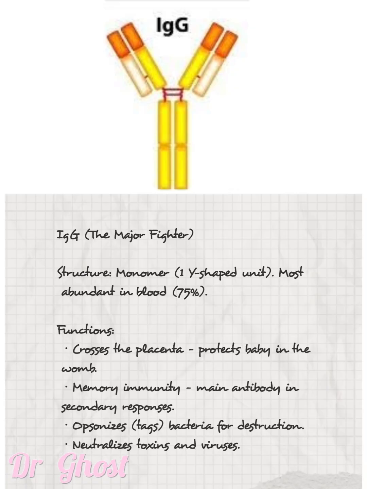So now we take a look at the IgG, which is the most abundant, about 75% in blood, and it is also the major fighter in the body. The functions are listed below. These are some of the functions, but I also want you to take note that the IgG is the only immunoglobulin that crosses the placenta, which makes it really unique.